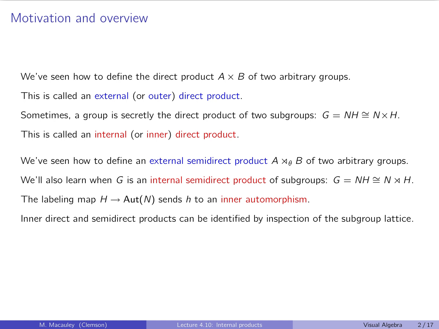Whatever you call it, the inner direct and semidirect products can be identified by inspection of the subgroup lattice. And that's what we'll see in this lecture, and that's what we will use going forward in a number of chapters throughout this course. We'll also learn about central products, both external and internal, though I will only define the internal ones by modifying the conditions needed for an internal semidirect product.